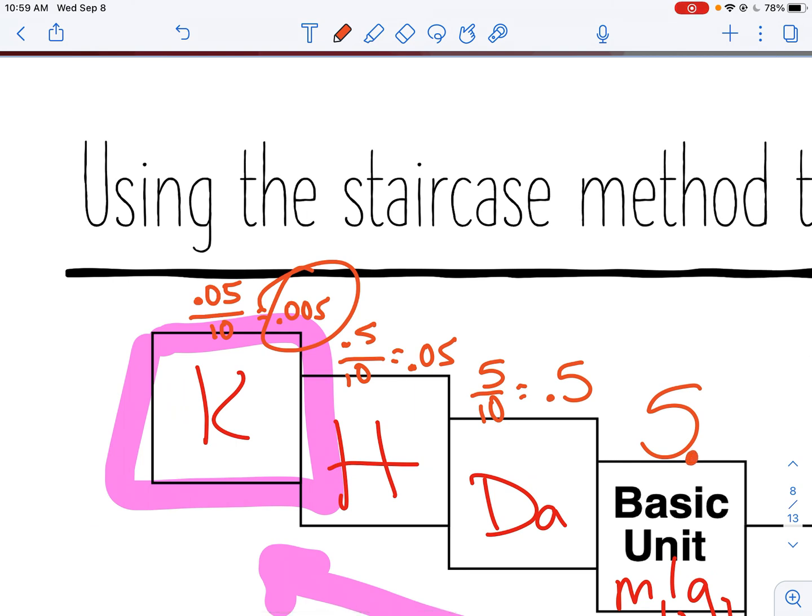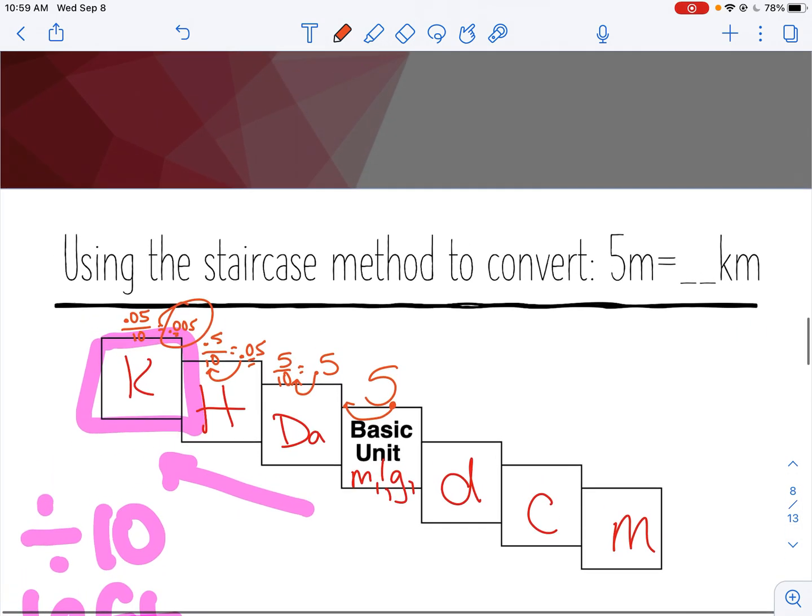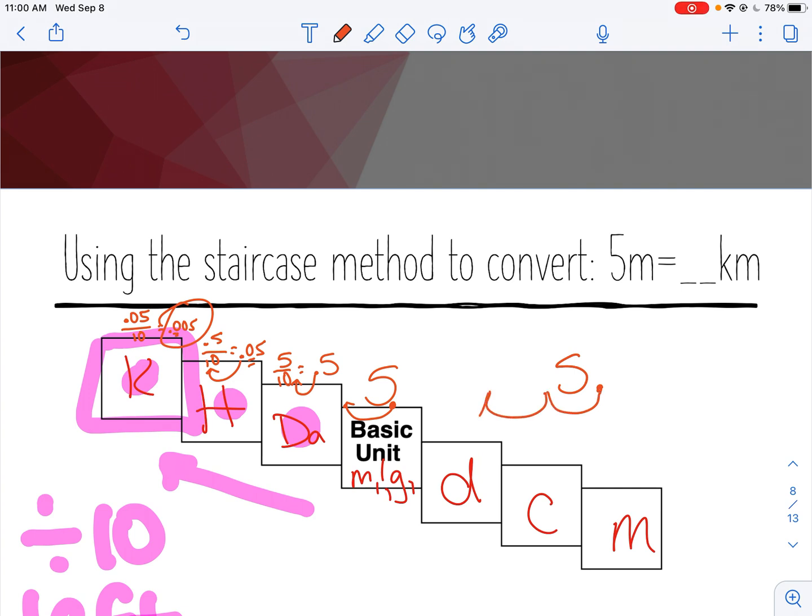Or move your decimal. There's my decimal. Move it 1 place. Move it 1 place. Fill in with a placeholder 0. Move it 1 place. There's your other placeholder 0. So you can do it that way as well. Or as you start getting good, you might notice, hey, I need to go up 1, 2, 3 staircases. So I'm going to move my decimal 3 places. 1, 2, 3. And then I fill in placeholder zeros. There is my 0.005 kilometers.